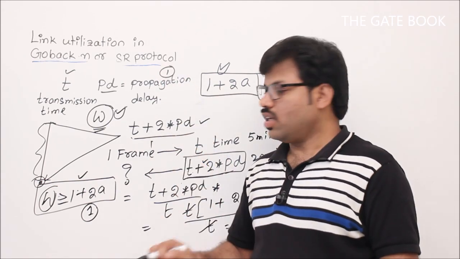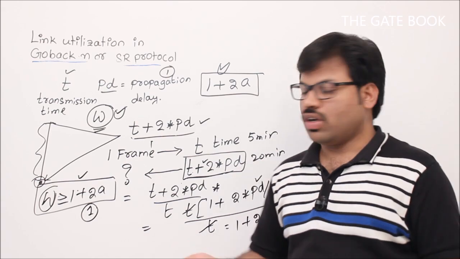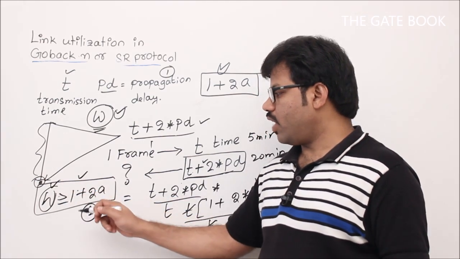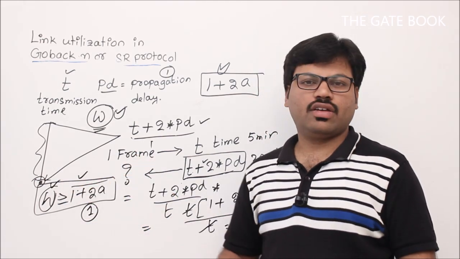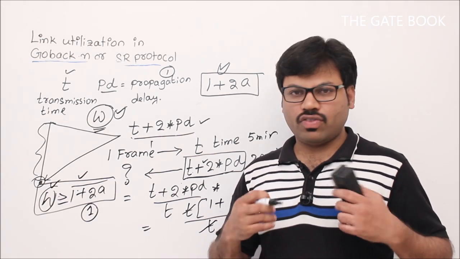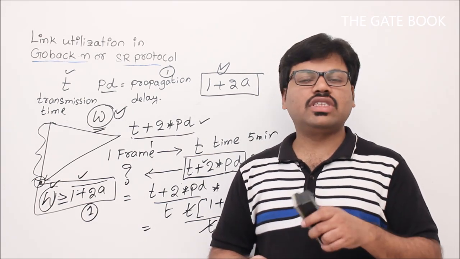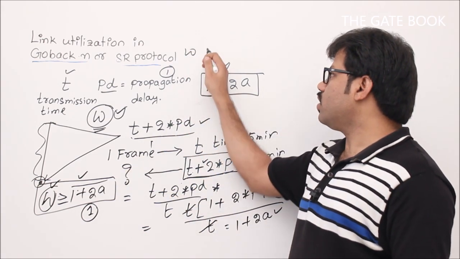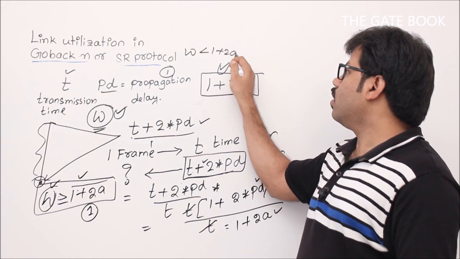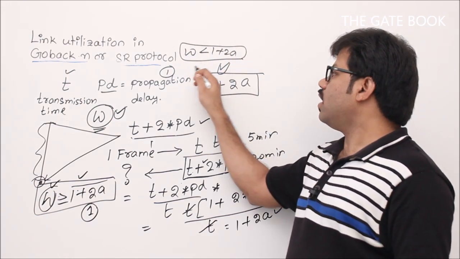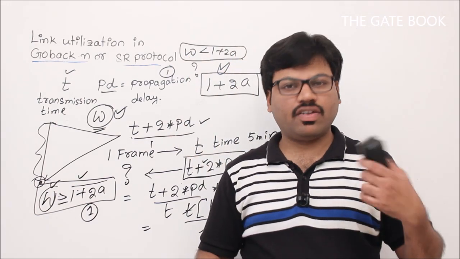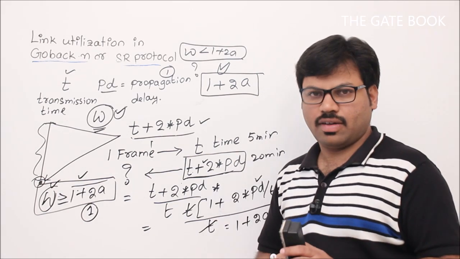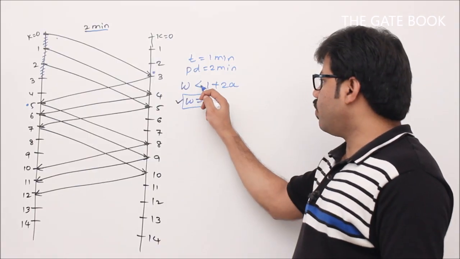Link efficiency is 1 only in the case where you have enough frames in your window. And what would be enough frames in your window? 1 plus 2a, correct? But what if you don't have that many frames in your window? Mistakenly, some people keep a W value which is less than 1 plus 2a. This case we did not cover, correct? Then what happens? What will be the efficiency? We'll try to calculate. Let's see what happens when W is less than 1 plus 2a.